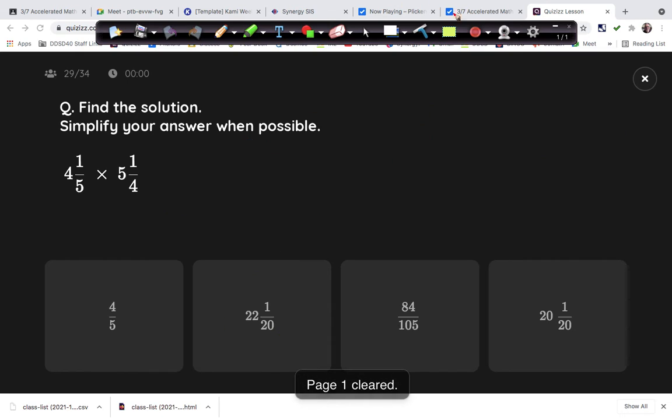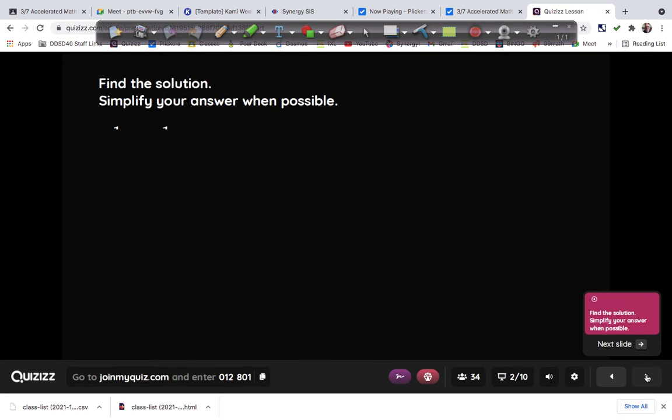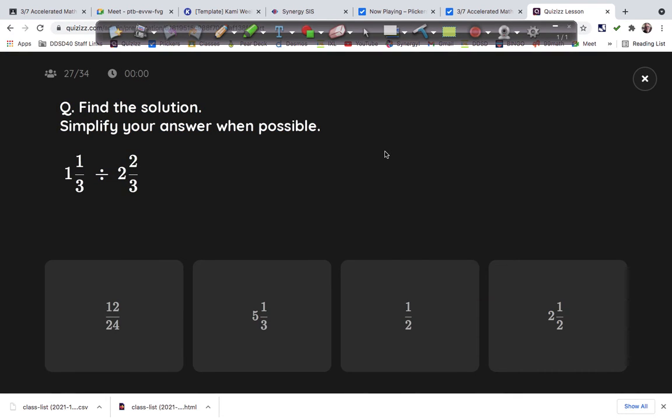Okay, let's go to the next problem that we did in class. Okay, and then this is the last one that we did in class. So this is 1 1/3. Actually, we'll do one more after this. 1 1/3 divided by 2/3.